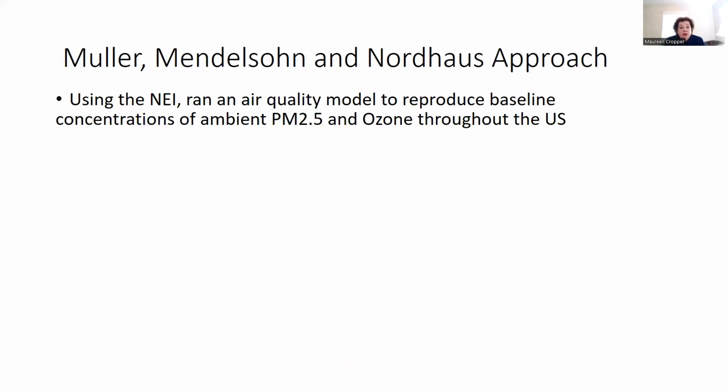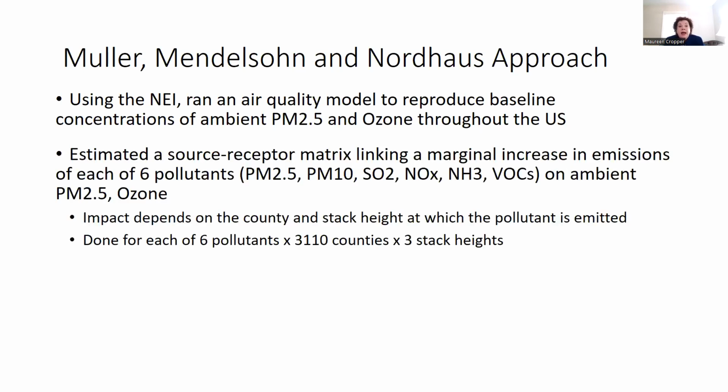So to go into a little bit more detail, what MMN, I will refer to them as, did was they took the National Emissions Inventory for 2002. They ran an air quality model to reproduce baseline concentrations of ambient PM2.5 and ozone throughout the country. And then they estimated a series of source receptor matrices to link a marginal increase in emissions of each of 6 pollutants, the ones that are listed here on the slide, to ambient PM and ozone.